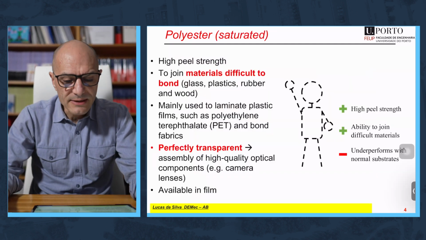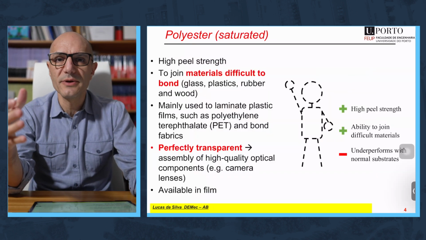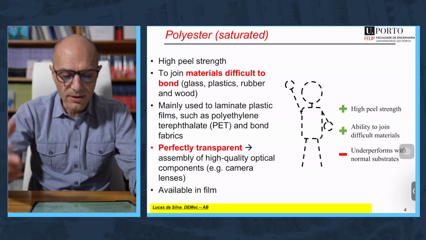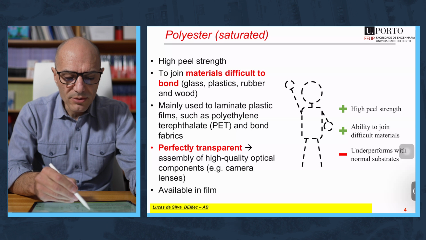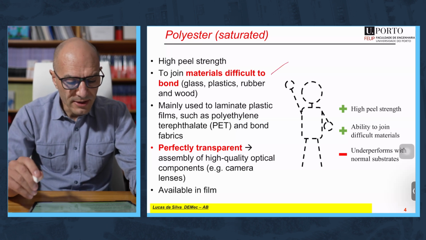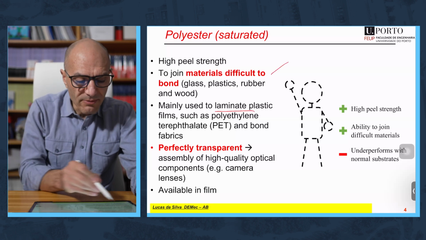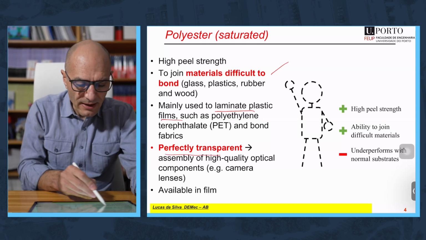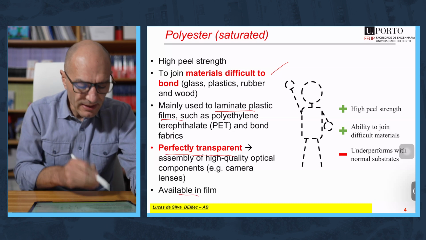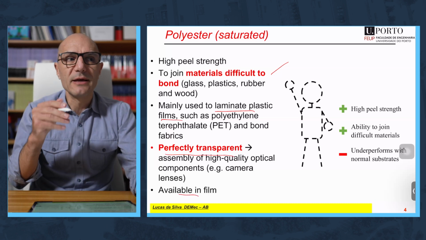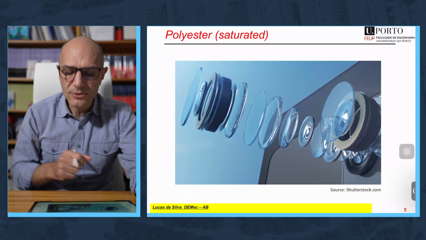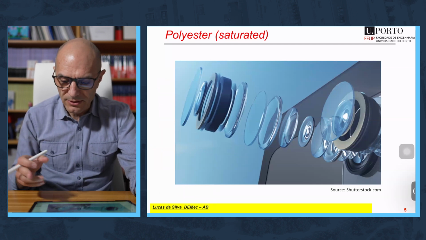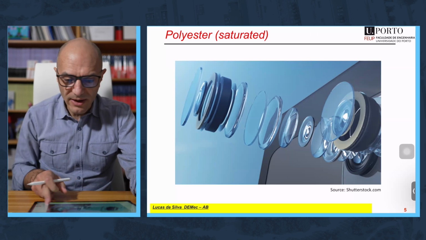Then we have the polyesters, the saturated ones, because the unsaturated ones are thermosets. In this case, we are talking about thermoplastics. They have the ability to bond many types of materials. For example, they are used to laminate plastic films. But the main characteristic is the fact that they are perfectly transparent and available in film. That makes them extremely suitable for electronic applications, such as the one you see here in the production of a mobile phone.